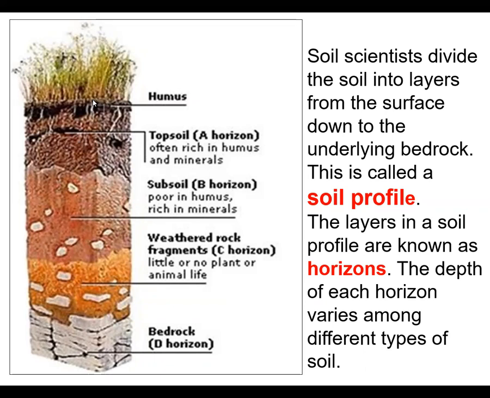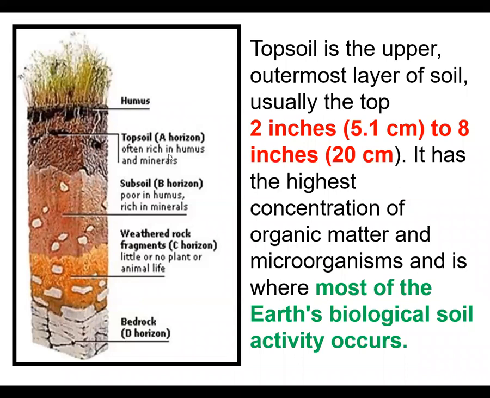Of course, the most important one is the topsoil because it is rich in organic materials, which is the humus, and minerals. The topsoil is the upper and outermost layer of the soil, usually about 2 inches to 8 inches. It has the highest concentration of organic matter and microorganisms, and it is where most of Earth's biological soil activity occurs.